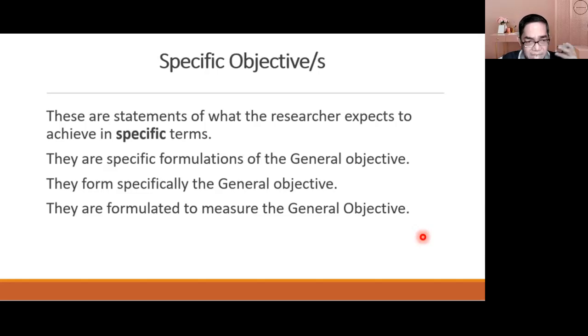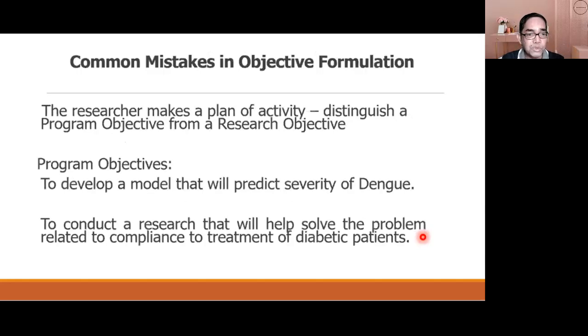Now, let me go to the common mistakes in objective formulation. Right? A lot of people make mistakes in the objective formulation. And the reason why I would like to emphasize this to you now is so you won't commit the same mistake.